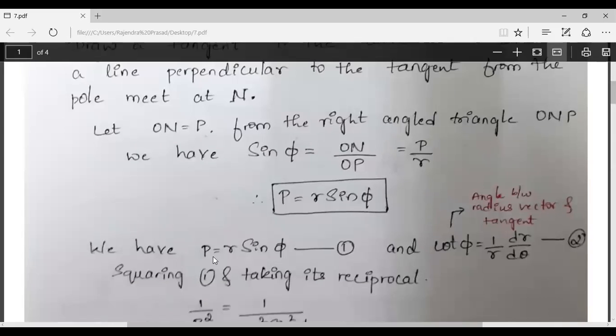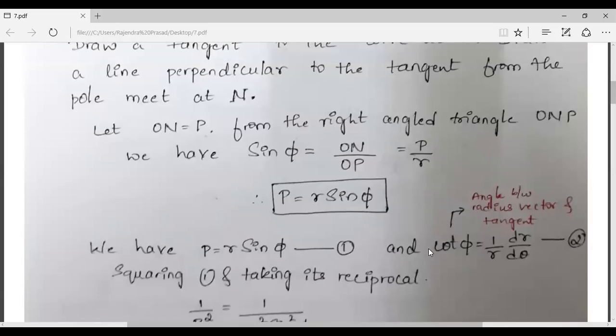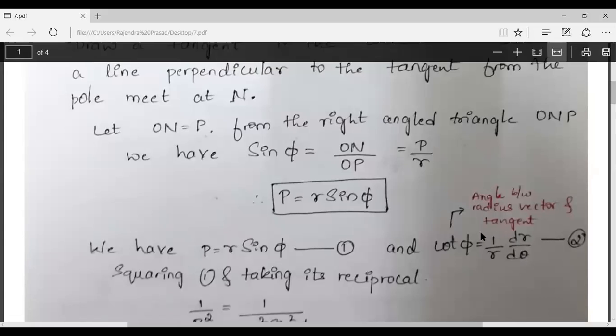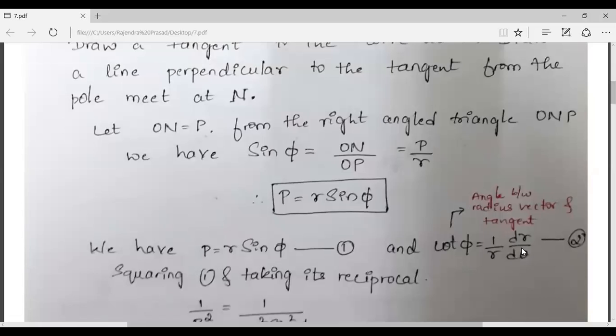Next, we shall consider p is equal to r sin pi, equation number 1, and also we shall consider cot pi is equal to 1 by r into dr by d theta, equation number 2. This is the angle between the radius vector and the tangent.